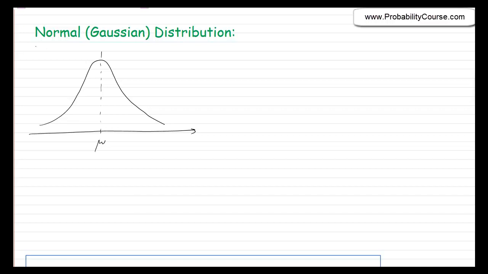Hello, in this video we would like to talk about the normal or the Gaussian distribution. The normal distribution is probably the most important continuous distribution, and as you will see it has this bell-shaped form, the PDF of the distribution, and it is used widely in many different scenarios and applications.